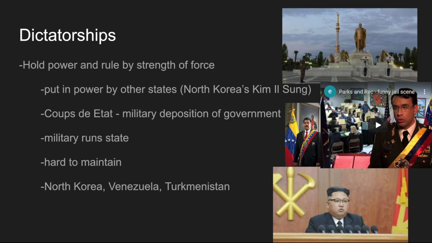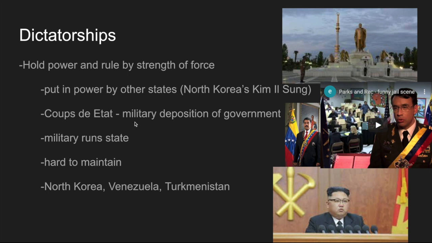There is a hereditary dictatorship, and that is North Korea. So, for example, Kim Jong-un's grandfather was put in charge by the Russians and to a lesser extent the Chinese. And his family has just stayed there ever since.